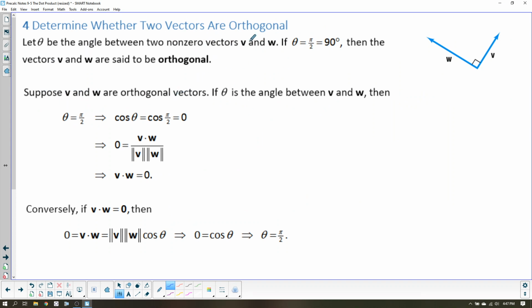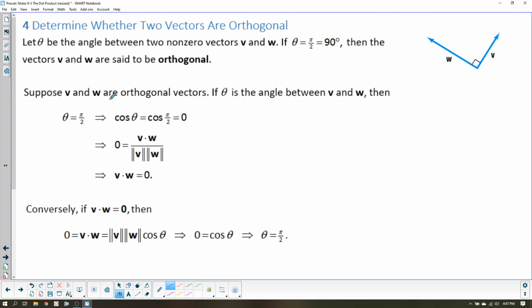Okay, so we did parallel, so now let's talk about orthogonal. We say that two vectors are orthogonal if the angle between them is 90 degrees. So orthogonal is a lot just like perpendicular. It's kind of just another word for perpendicular. We just don't typically say vectors are perpendicular to each other. We would say vectors are orthogonal to each other. Lines can be perpendicular to each other, but vectors are typically said to be orthogonal if they form a right angle. So let's analyze this.